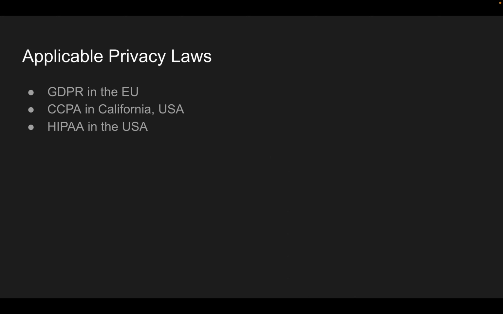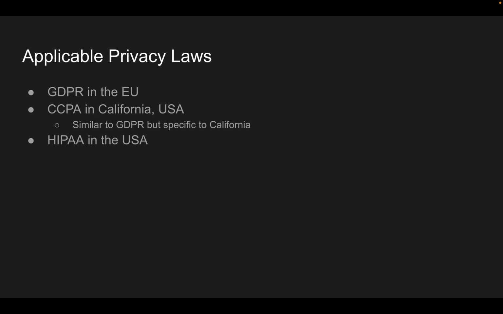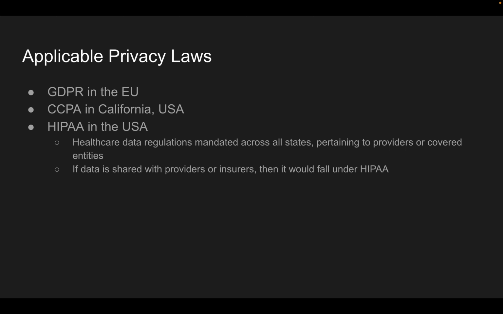So there are applicable privacy laws here: GDPR in the EU, similarly CCPA in California, and then HIPAA at the federal level in the US. GDPR requires explicit consent and grants individual rights. Same in California, slightly different, but effectively the same type of law. And then HIPAA's healthcare data regulations are mandated across the U.S. And as soon as this data is shared with providers and insurers, it effectively falls under HIPAA. And this could be the type of data that could be leveraged by doctors or insurers as complementary data, along with whatever other physiological, psychological data the patient is getting covered for.